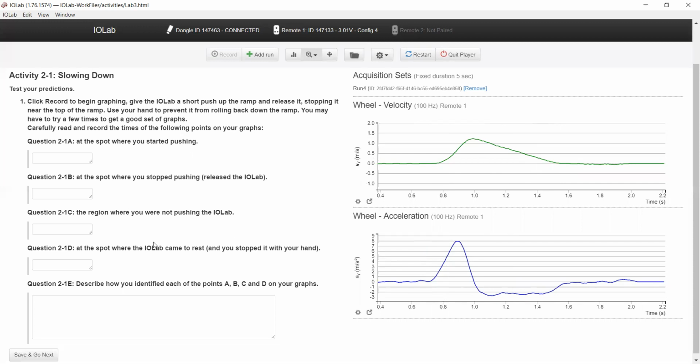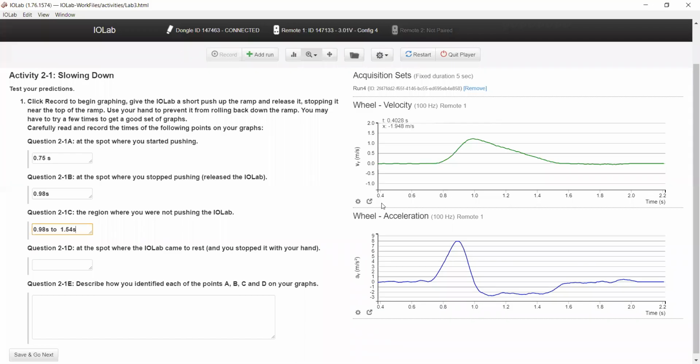I don't know if it is here or in the next slide, but you can go ahead and put your times in, where you started pushing and where you released it. The reason is that you are not pushing the IOLab, so it was moving by itself from here to this region. At this point the IOLab came to rest, so that's why we caught it and the velocity went to zero. Describe how you identify these points of the motion.